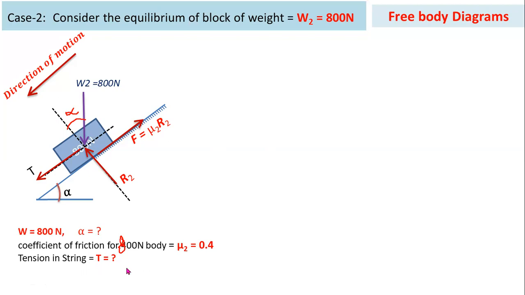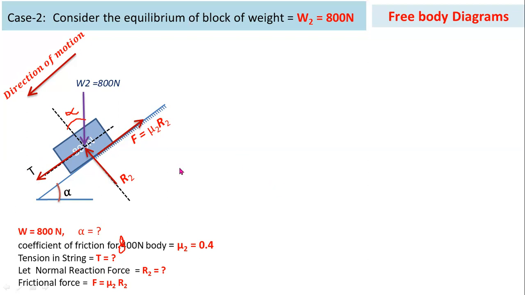Already we know the equation for T. The normal reaction between the block and plane is R2. The friction force between the block and plane is F2 equal to mu times R2. From these details, you have to determine the value of R2 and T. For determining R2, you have to consider all forces along the normal to the plane. For determining the tension T, you have to consider all forces along the parallel to the plane.